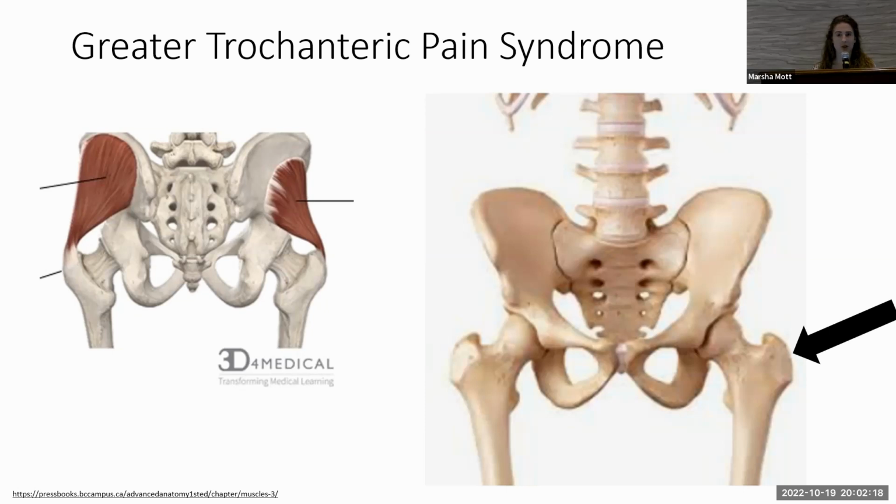And that is because you have all of those muscles, my favorite, the glute medius over here, and then also your glute minimus, this little guy here. Those attach there and they have to make a really big curve to get around there. And so they end up being a really primary generator of pain.